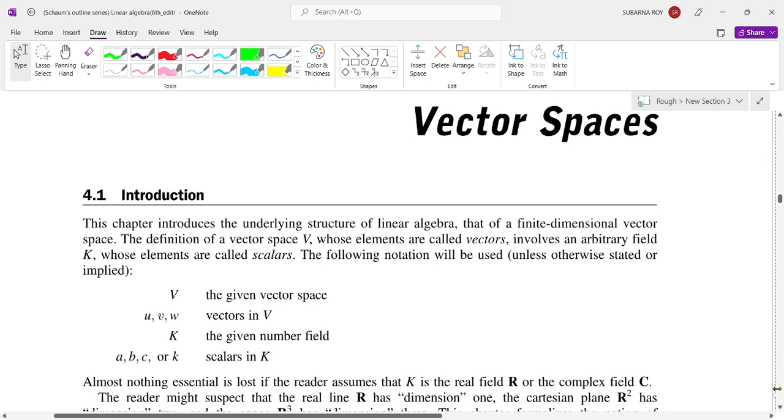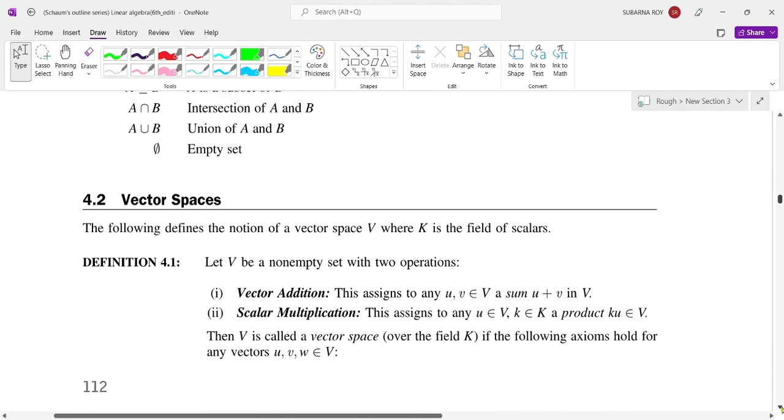Today I will discuss vector space. The definition of vector space V, whose elements are called vectors, involves an arbitrary field K, whose elements are called scalars. So the following notation will be used. We will use V as the vector space and small u, v, w as vectors in the vector space V, capital K as a field and small a, b, c or k as scalars in this field K.